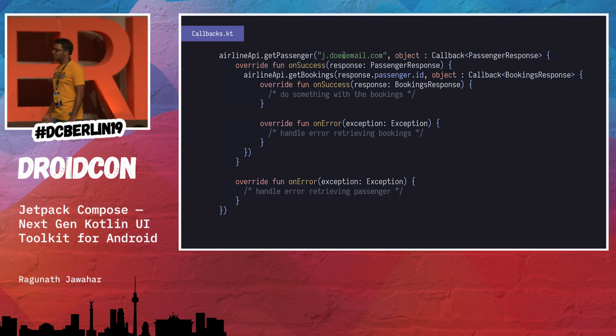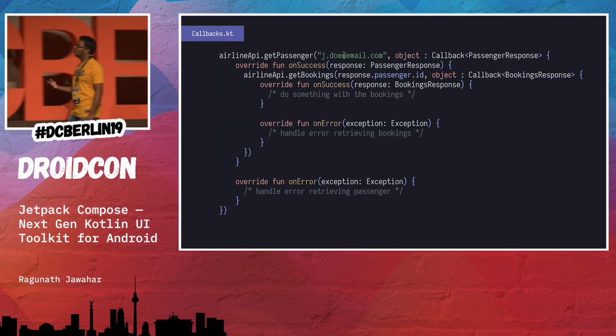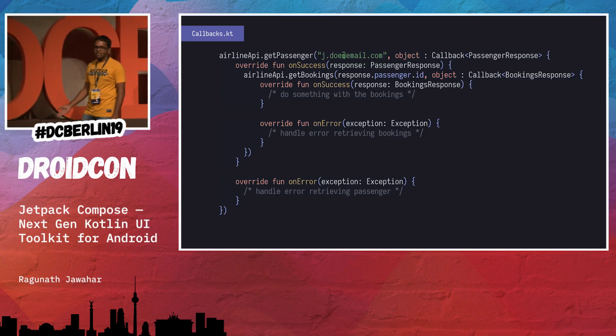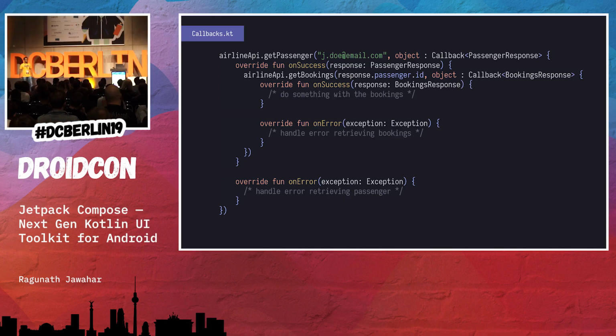And since we're going to get the passenger, and then followed by the passenger, we're going to get the list of bookings, we're doing nested calls, right? And you can pretty much say that this is not going to scale, because the moment you start introducing more and more asynchronous calls, then you're probably going to grow a Christmas tree in your IDE, right?